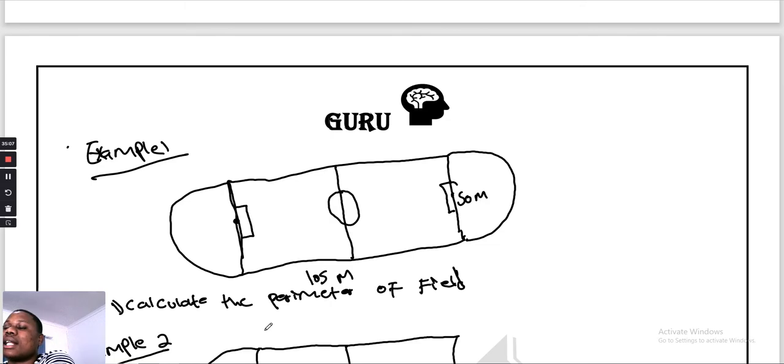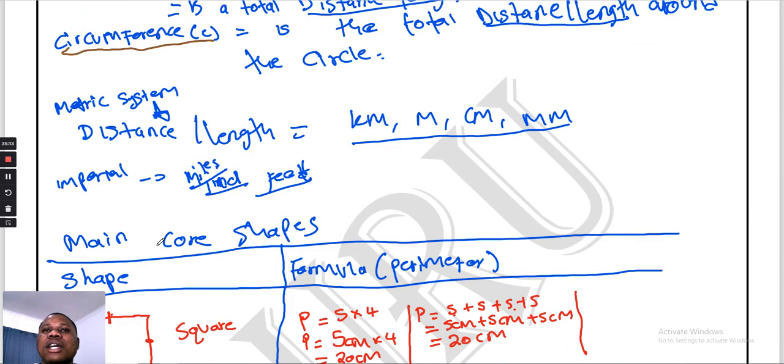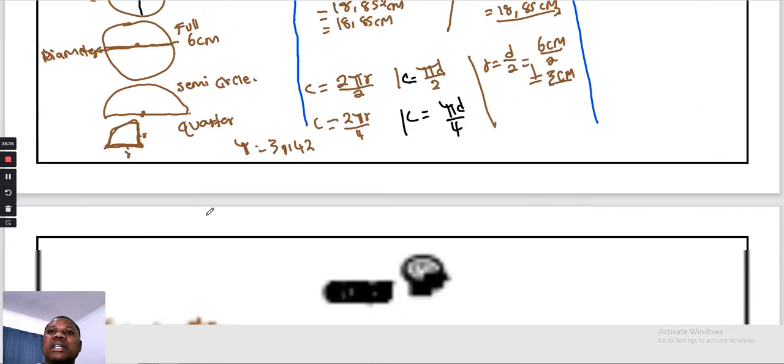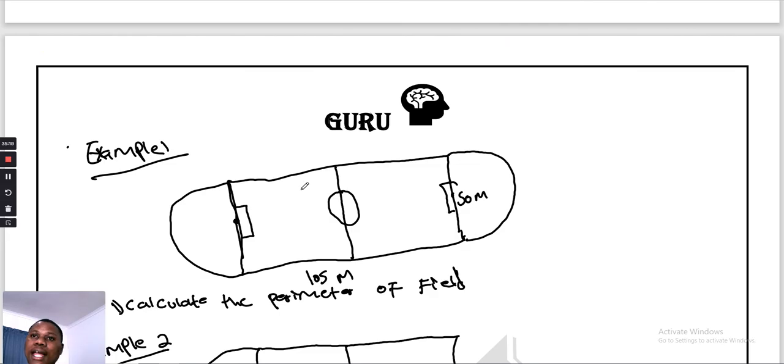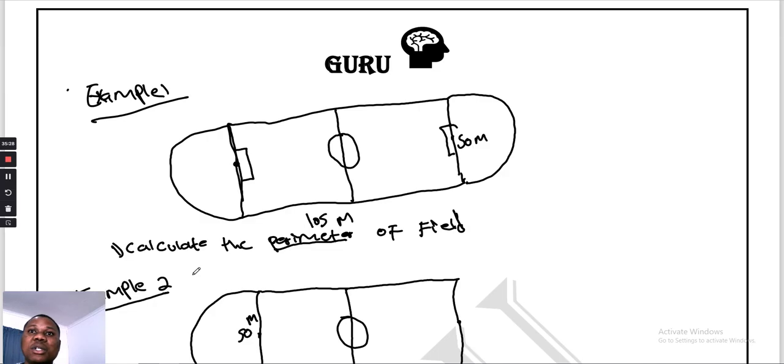If you are not given the name, you have to identify it, as I have said on top there, that you have main core shapes. You must check which shapes you are given. And remember, you'll have to define your terminology in this question. So your terminology is the perimeter. Now you have to remember the concept. What is the concept of the perimeter? It is the total distance around the shape or the object. Meaning that we need the distance around this field, and I will explain why other things are not going to be included.